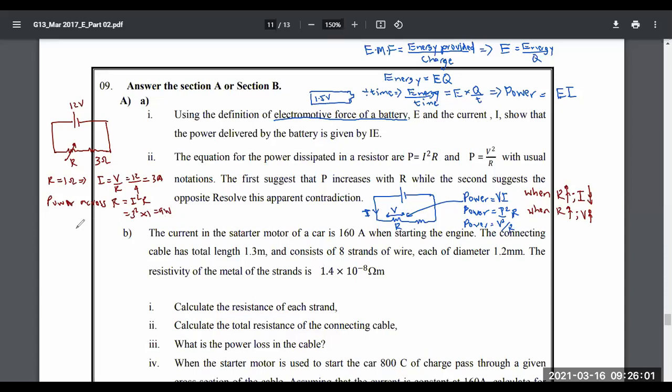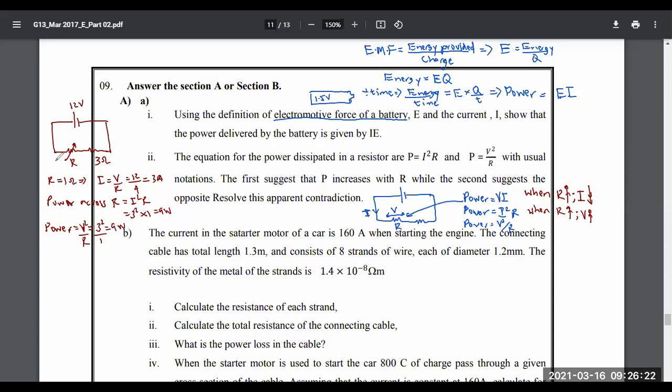9 watt. And if you use the equation power equals V squared over R, now for V squared, what should I be substituting? I should be substituting the voltage across that resistor. Voltage across that resistor is going to be 1:3, so 3 volt will be across that. So 3 squared over 1. That is still 9 watt.